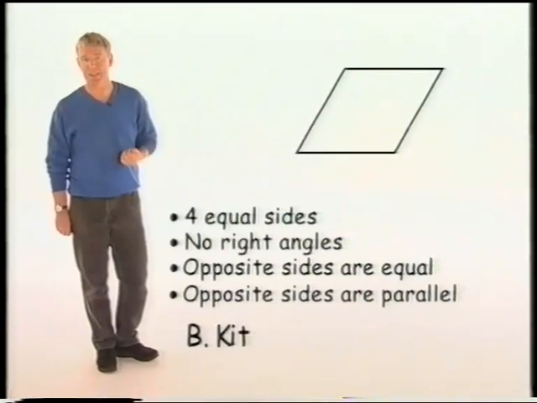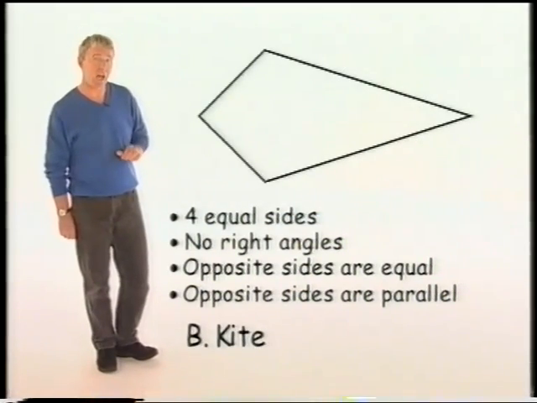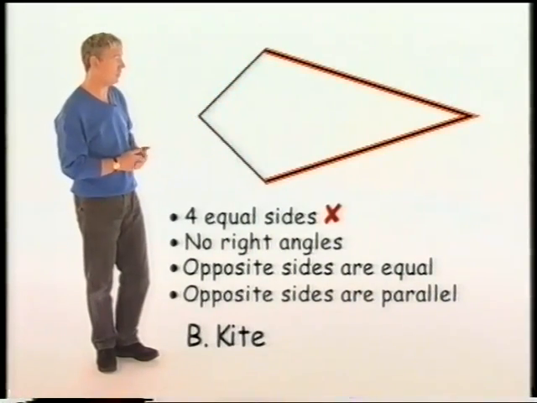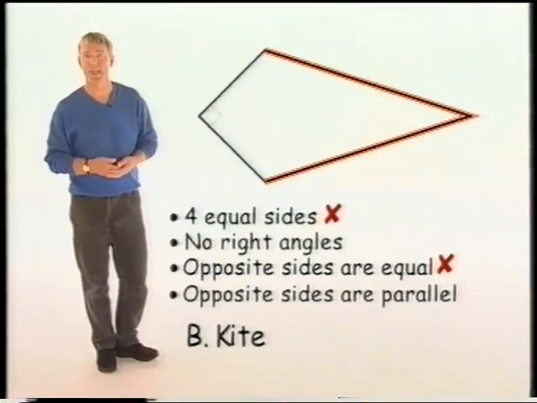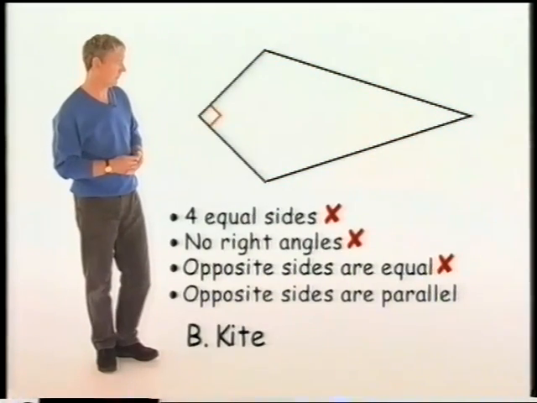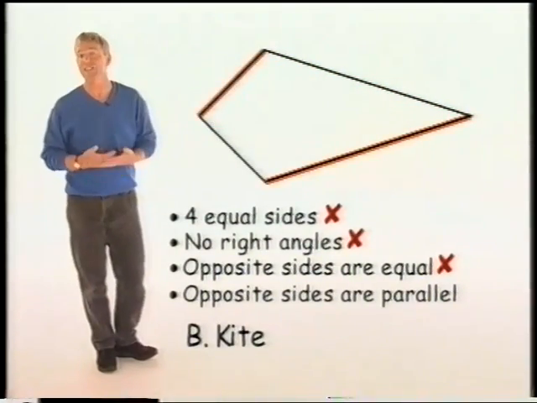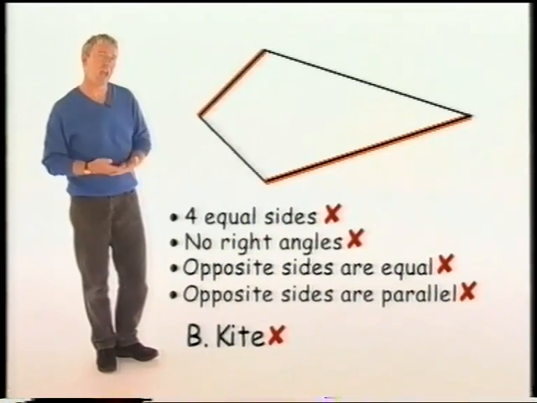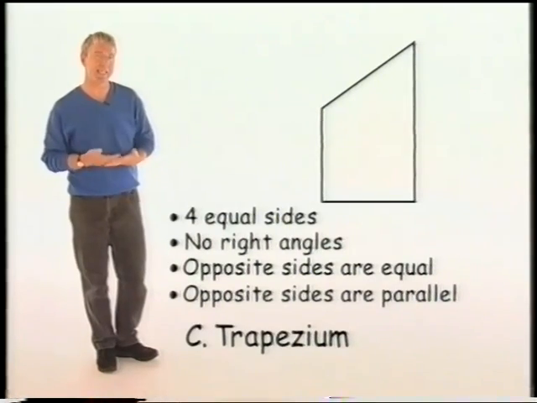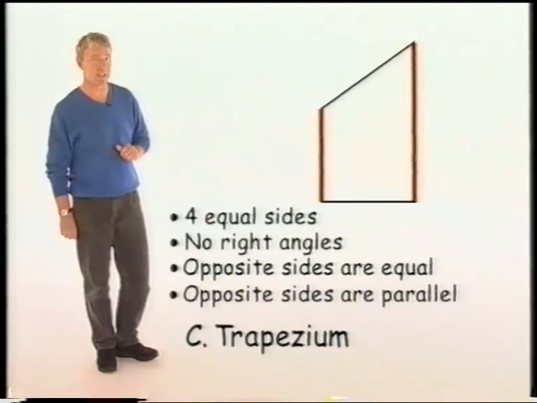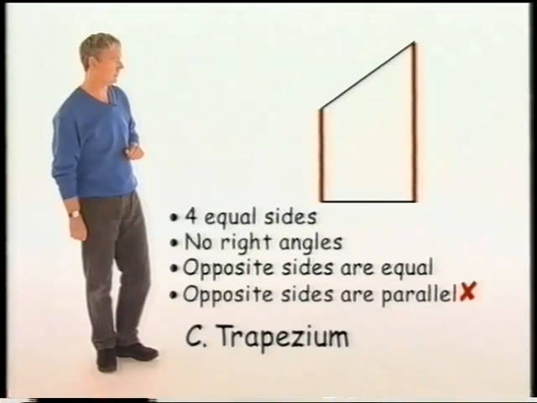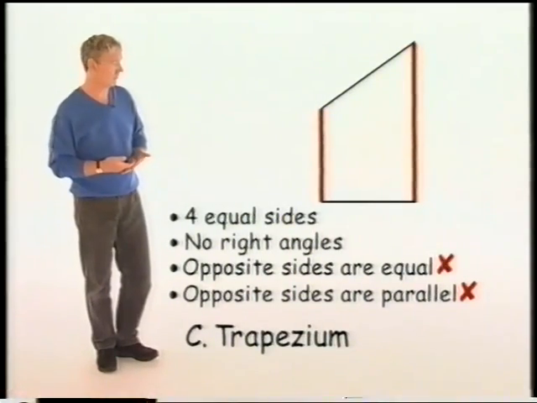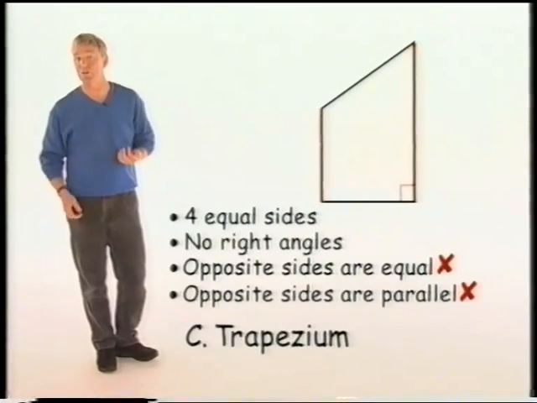Let's check out answer B, the kite shape. A kite has pairs of equal sides that are next to each other, not opposite. It can have a right angle. And its opposite sides are not parallel. Answer C. A trapezium has only 1 pair of opposite sides that are parallel. And they don't have to be equal. It can also have a right angle.